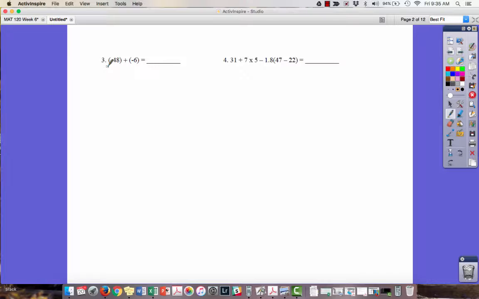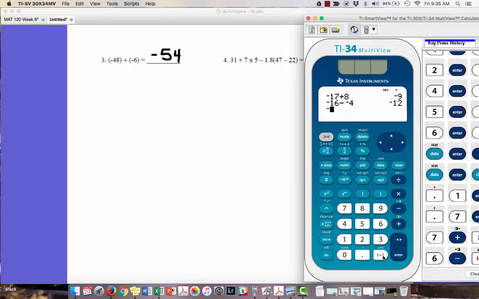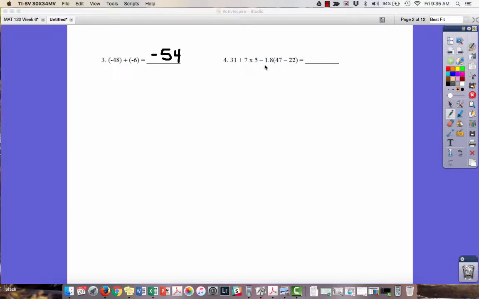Number three is a little bit different because with number three, I owe somebody $48 and I add another debt of $6. That means I've really increased my debt. So now I owe somebody $54. And I can do that one by saying negative 48 plus negative 6, and I get negative 54. So the next one kind of gets more into the algebra.